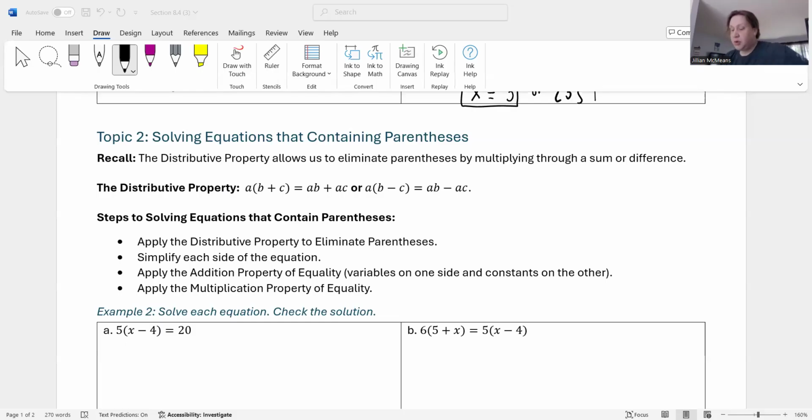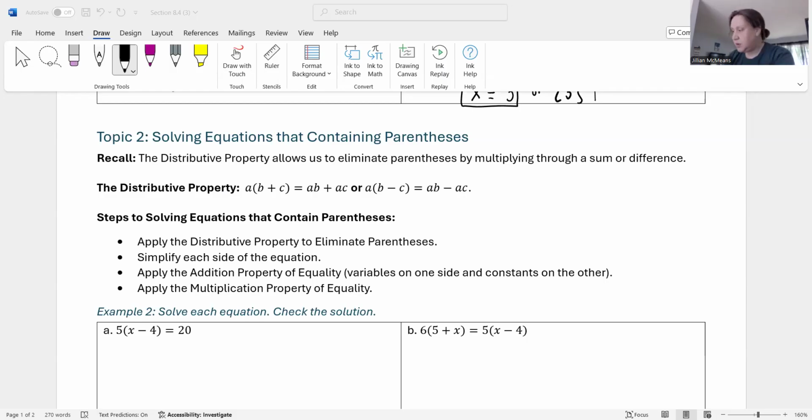For topic two, we're going to look at solving these equations that contain parentheses. Okay, so in the previous video, we looked at solving equations using the addition property of equality with the multiplication property of equality. So using those two properties together. This is still that same situation. We're going to have multi-step equations, so we're going to have to use both of these properties, but we're just adding another layer to this. We're going to add parentheses now.